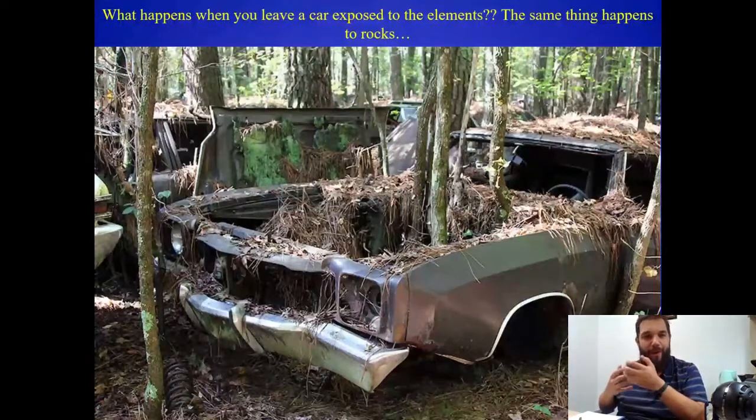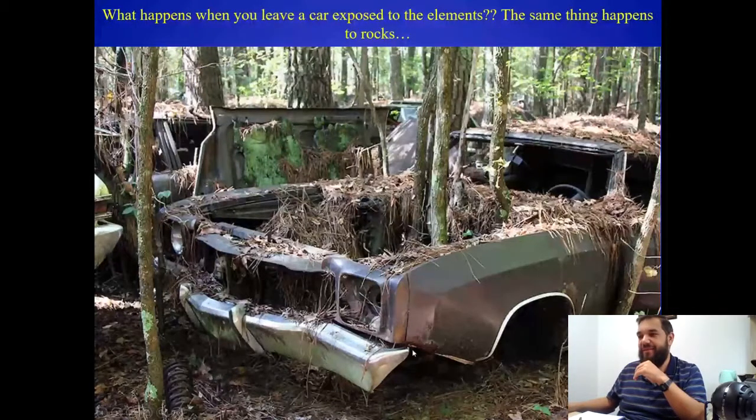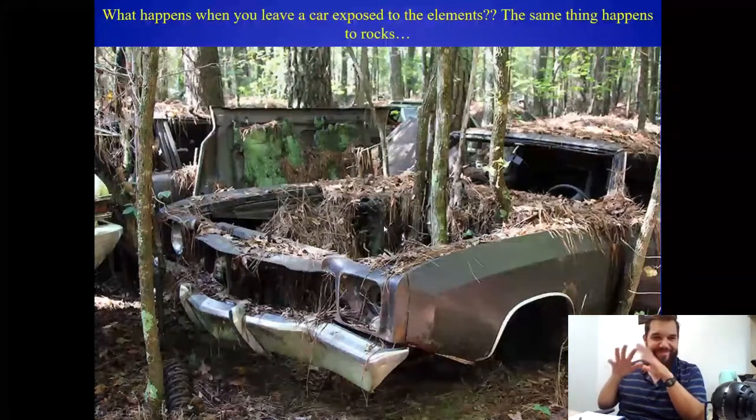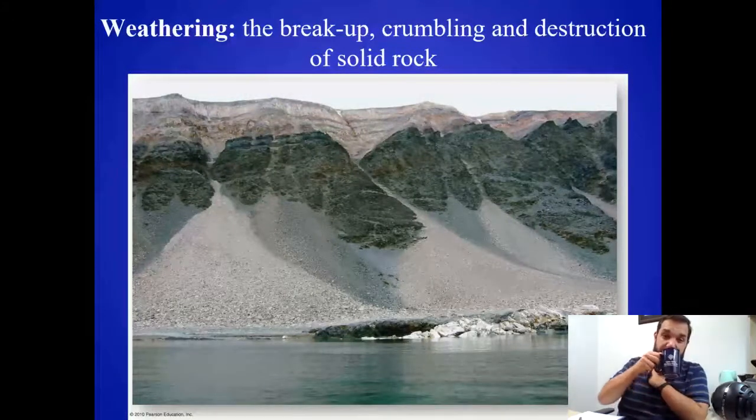The weather weathers it away, it breaks it down, and if you actually look at this car, it's a pretty good example of weathering. There's all sorts of different ways this car is being broken apart. It's rusting, the rubber of the tires is decomposing, the metal is rusting and decomposing, and the trees, with their roots, are tearing it apart. So all these things happen not only to a junker car you leave out in the forest, but also to rocks. So weathering is the breakup, crumbling, destruction of solid rock. So that's question number 1.